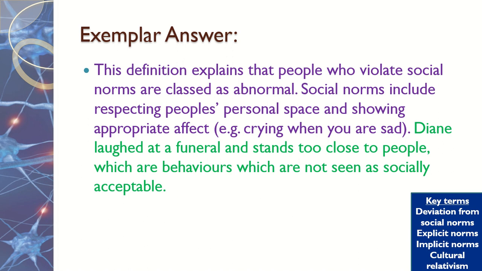And then I'm going to refer explicitly to Diane as stated in the green. Diane laughed at a funeral and stands too close to people, which are behaviours that are not seen as socially acceptable. The main thing that people make mistakes on here is that they only write 2 sentences instead of 3. They forget that they need to explain what the definition is before you explicitly apply it to Diane. So in a way, you're getting 2 description marks and then an application mark. See it that way so that you remember to do all of the information and not just get 2 marks for your answer.